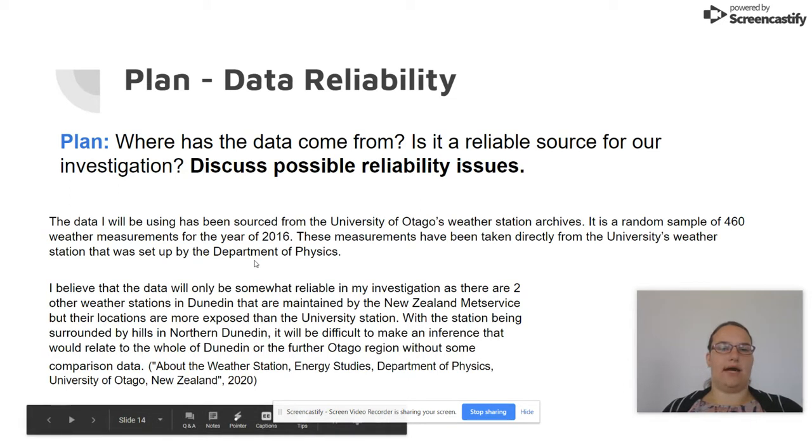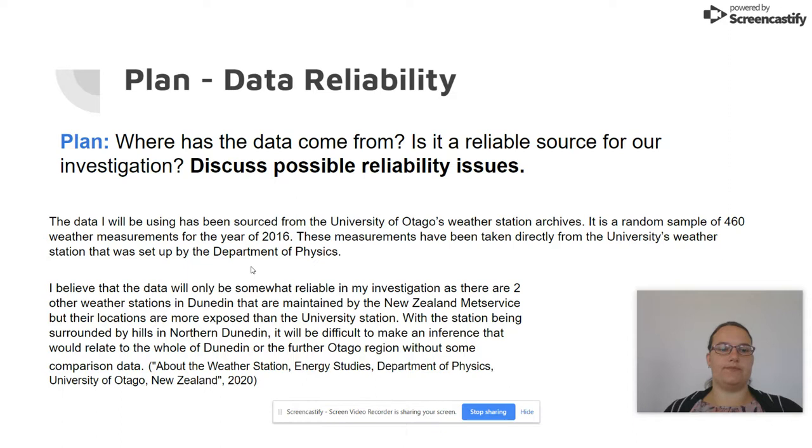Now we talk about data reliability. Is this a reliable source? Now, the information that I got here to make this discussion happen was I went onto the Otago University website, which was also provided to me. And what I found is that there are two other weather stations maintained by the New Zealand Met Service in Dunedin, but their locations are more exposed than the university station. The university station is surrounded by hills and is in northern Dunedin. So this means that I will have some reliability issues in making an inference that relates to all of Dunedin or further Otago without actually going into comparison data from the Met Service.